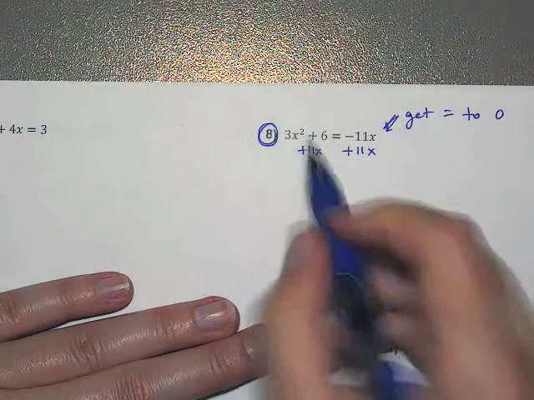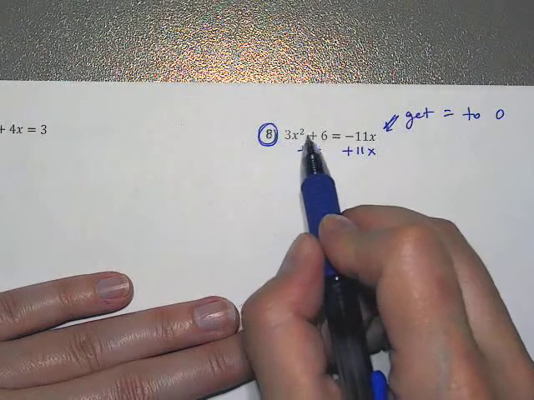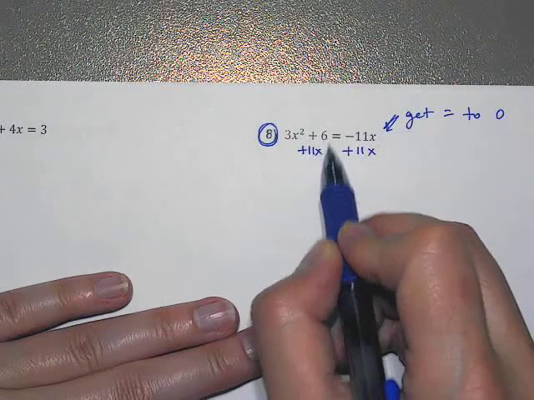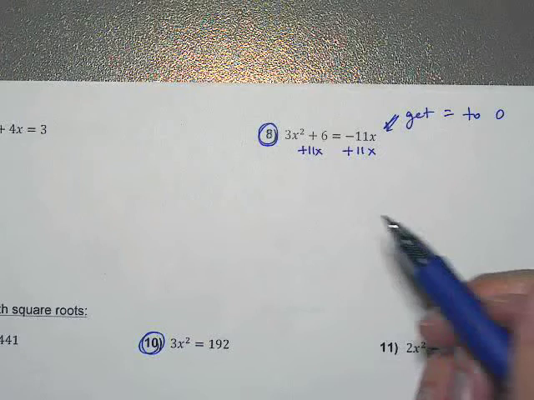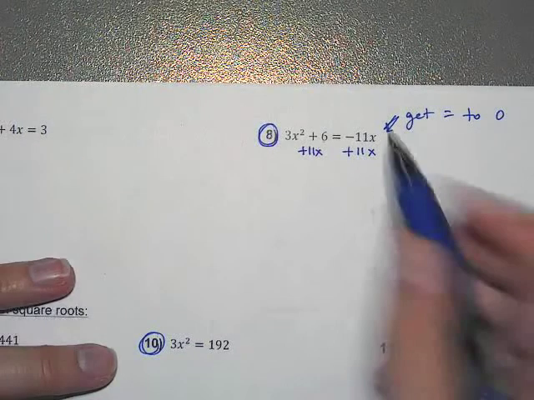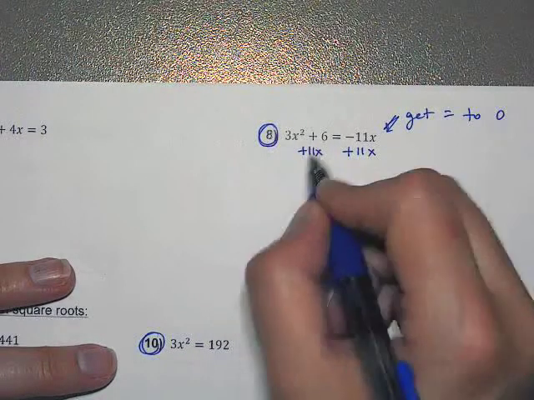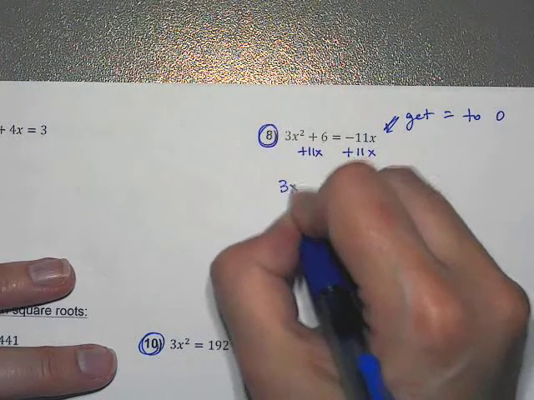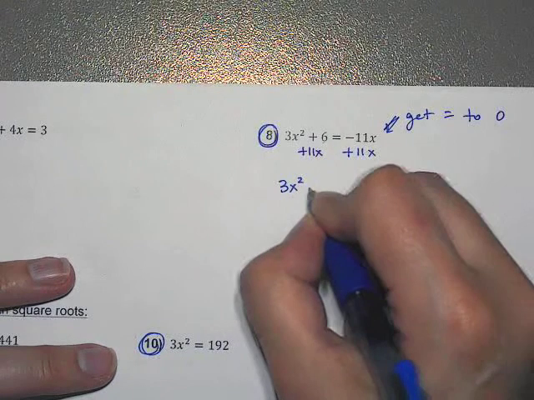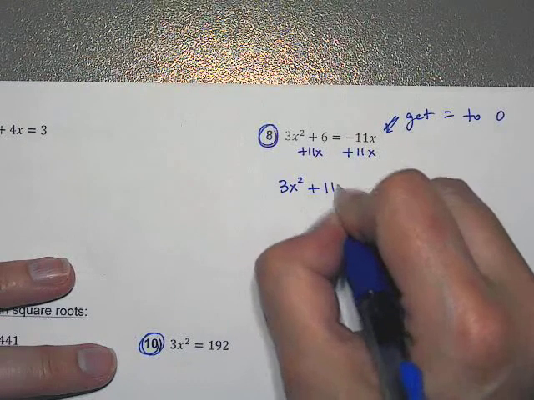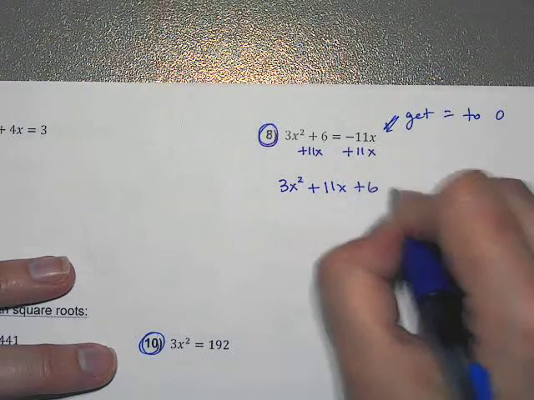All right, I notice that none of these are like terms. This is x squared, just a constant number, and this has an x. So I can't actually add or combine any of those. What I need to do is list it out and make it look like a marking problem. 3x squared, and then I need my x term to go next. So plus 11x plus 6 equals 0.